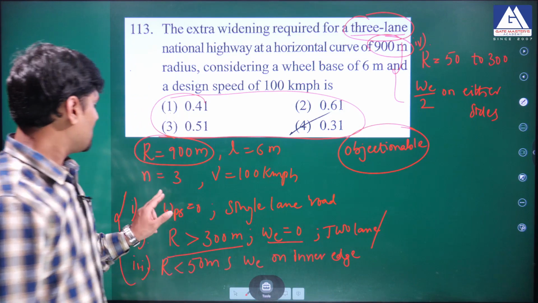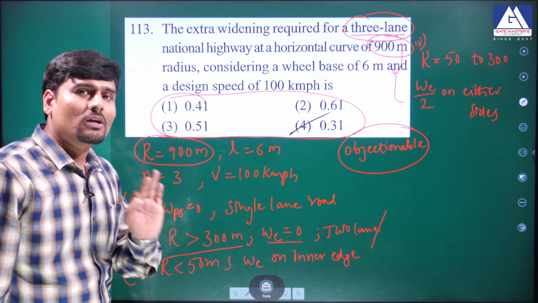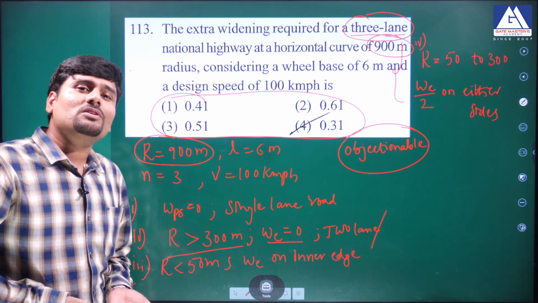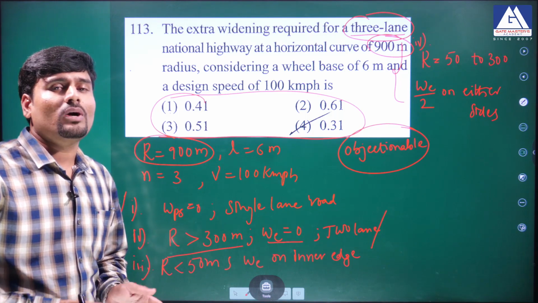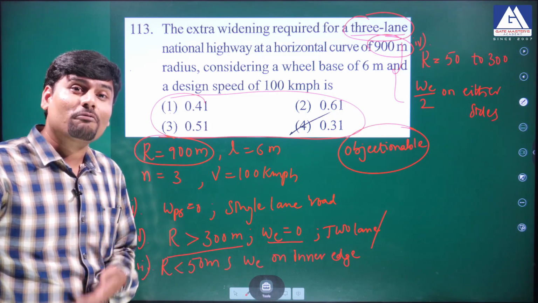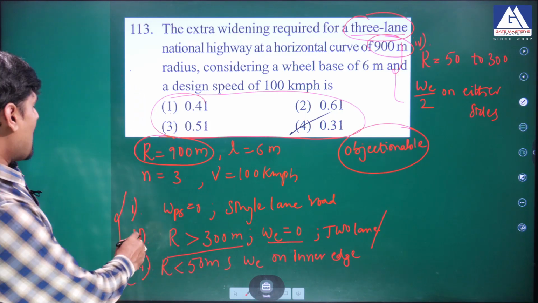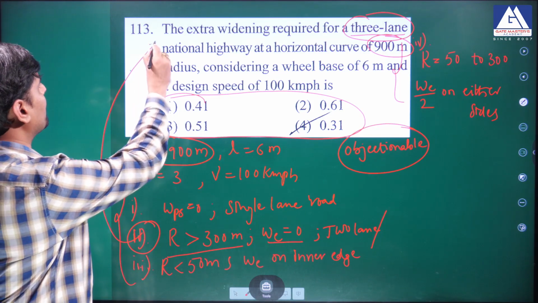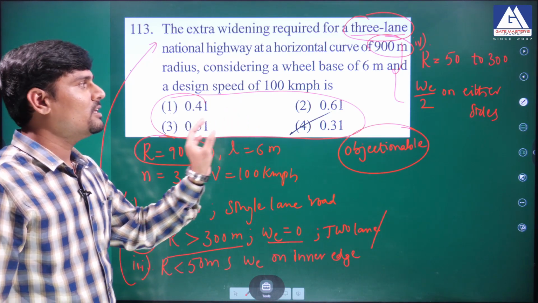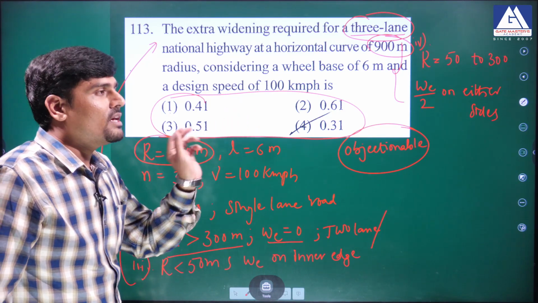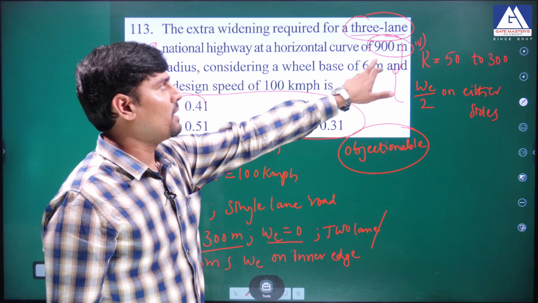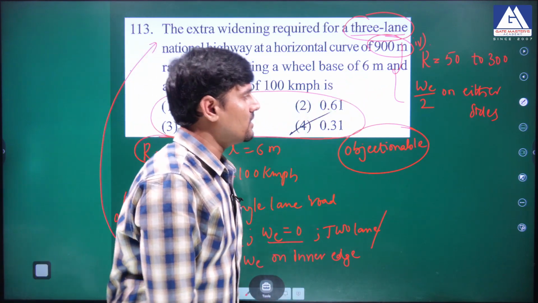The very first condition is no psychological widening is required on single lane roads. The second condition is if the radius is more than 300 meters, no extra widening is required, not even for 2 lane roads. Then how about 3 lane, 4 lane, 5 lane? It is not required. So our question falls under this category. Therefore any option given in the exam can be taken as correct, or otherwise if somebody wishes to challenge this question because of the 900 meters, one can challenge it.